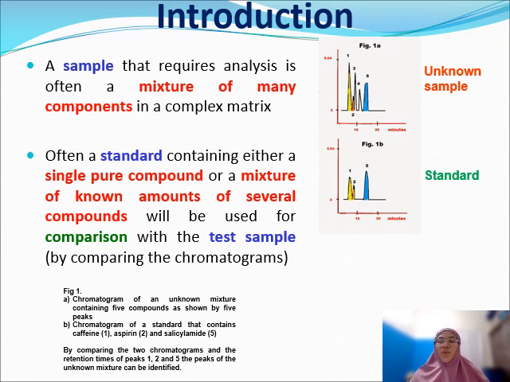So bila kita run our sample, kita dapat 5 peak. Tapi based on the standard, kita boleh compare and kita boleh analyse, and then kita boleh conclude yang sample kita terdiri daripada caffeine, okay, and also aspirin together with salicylate, because the peak yang kita jumpa sama dengan peak yang at retention time, sama dengan peak yang ada pada standard.